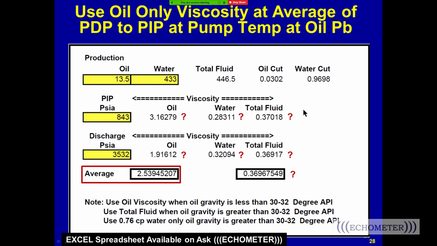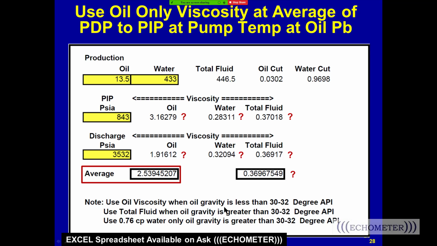And so here it's showing the output of the spreadsheet. It says here we've got this amount of oil, this amount of water. Here's our pump intake pressure. Here's our pump discharge pressure, and the average viscosity would be 0.25 if you use only oil, and the average viscosity of the total fluid is 0.36, based on the water. So this well makes a lot of water, not much oil, so the viscosity should be controlled by the water. Now, what we found out was that it's a little more complicated than that.